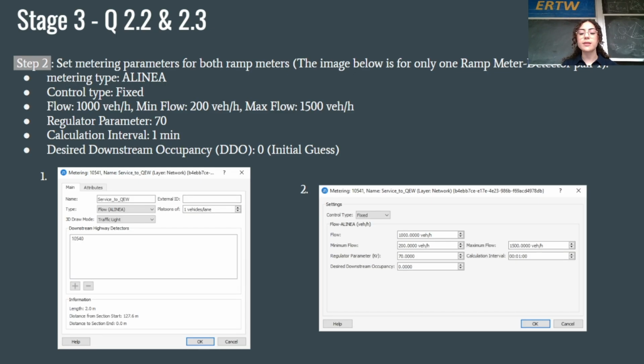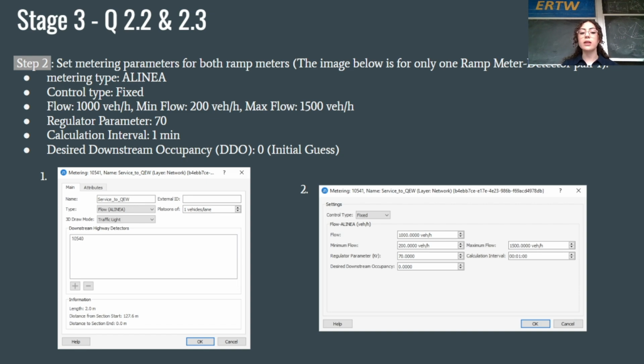The second design step is to set the parameters of the ramp meters. For demonstration purposes, an example was used for the upstream meter detector pair to showcase this design step. The control type was changed to a fixed type. The on-ramp flow was measured at around 1,000 vehicles per hour, and the flow at the upstream section ranged from 200 to 1,500 vehicles per hour.